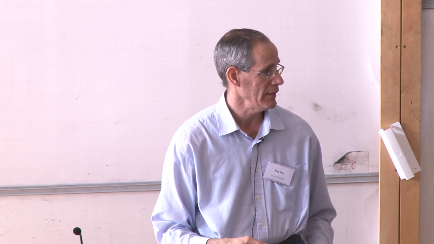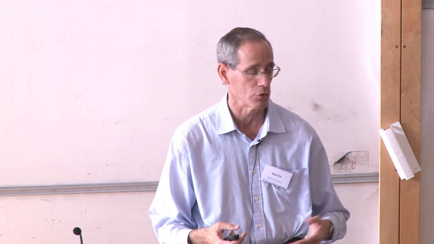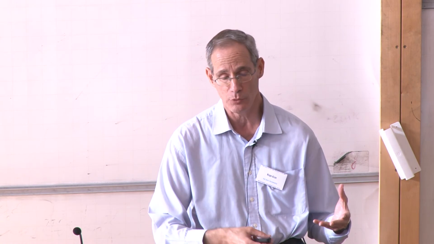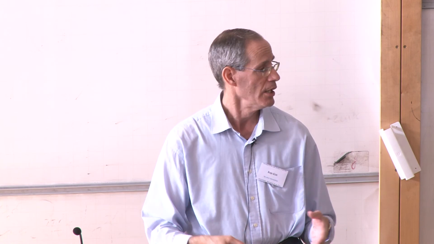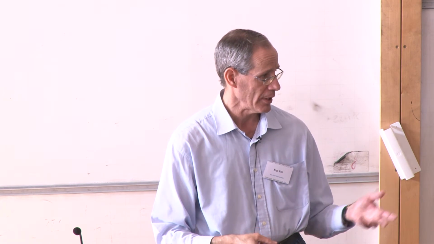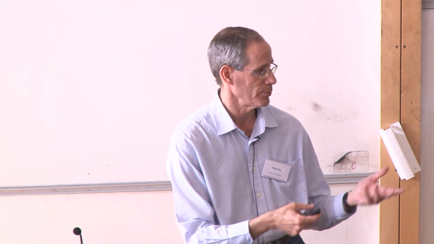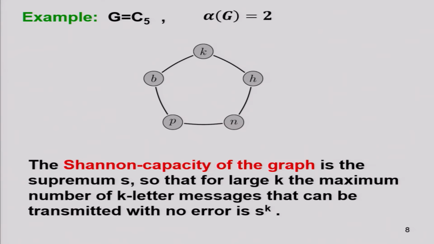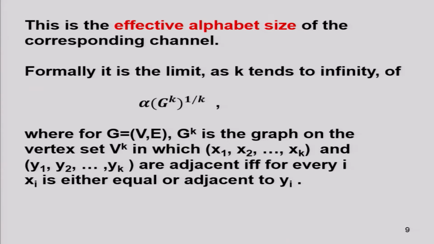And this is what we try to capture by the Shannon capacity of the graph or of the channel. We try to send long messages. So the Shannon capacity of the graph or of the corresponding channel will be the supremum number S, so that for large K, the maximum number of K-letter messages that can be transmitted with no error, if we are using long messages, is at least S to the K. Right? And the good way to think about it is that this is the effective size of the alphabet.